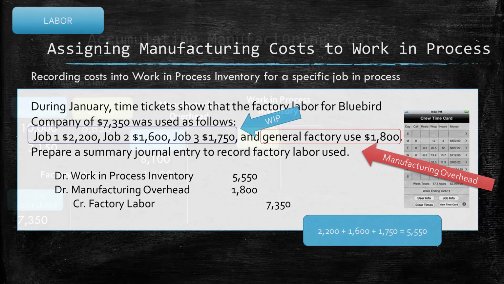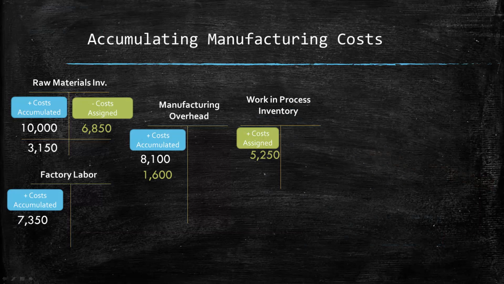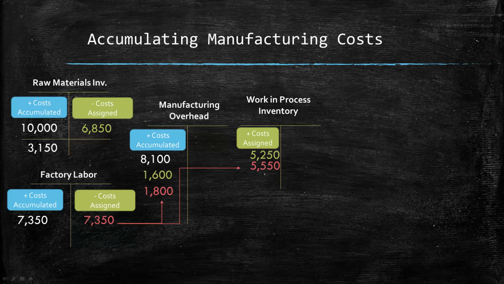So here, if we look at our journal entries, we will be assigning the costs out of factory labor and into work in process for the direct amount of the 3 jobs and into manufacturing overhead for the general factory use.